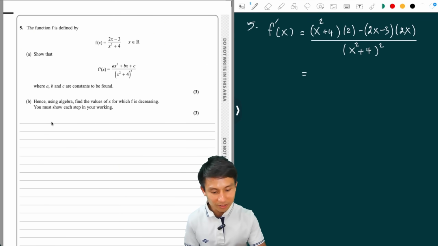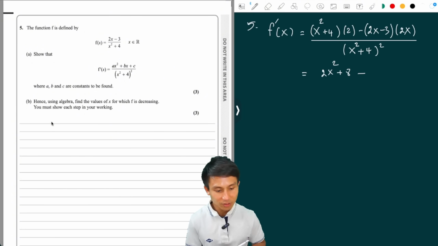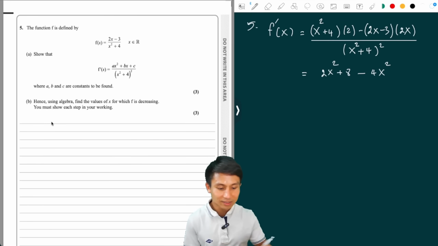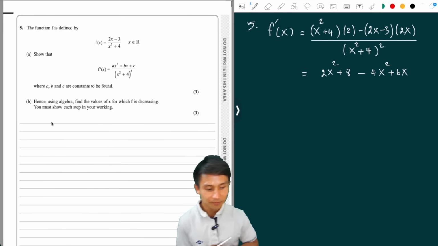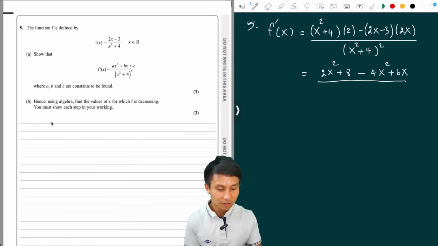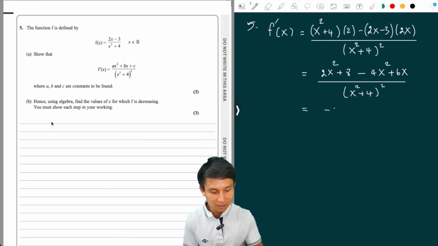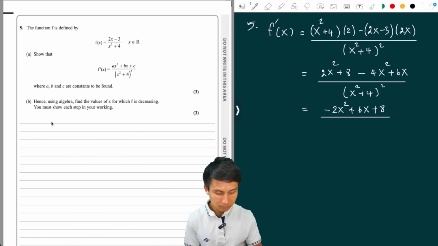And if we expand the top bit, we get 2x squared plus 8 from the left part, and minus 2x times 2x is 4x squared. 2x times minus 3 is minus 6x, and plus 6x because you have a negative sign there. Got to be really careful with the sign when you expand things. Yeah, can get things wrong there. Okay, and then we hence have the top bit being a negative. Okay, we're just going to do negative 2x squared plus 6x plus 8. And that is what is required by the question.